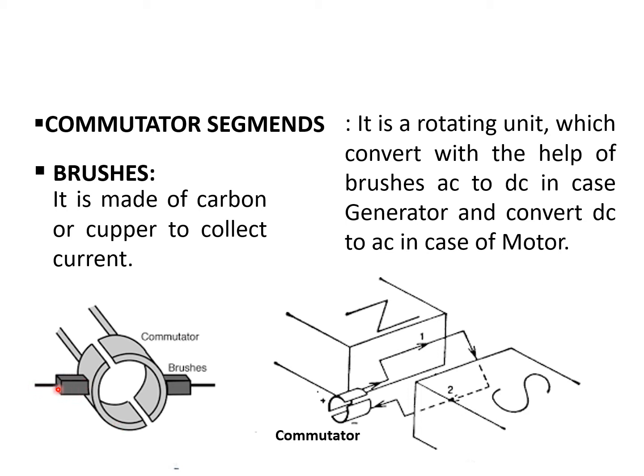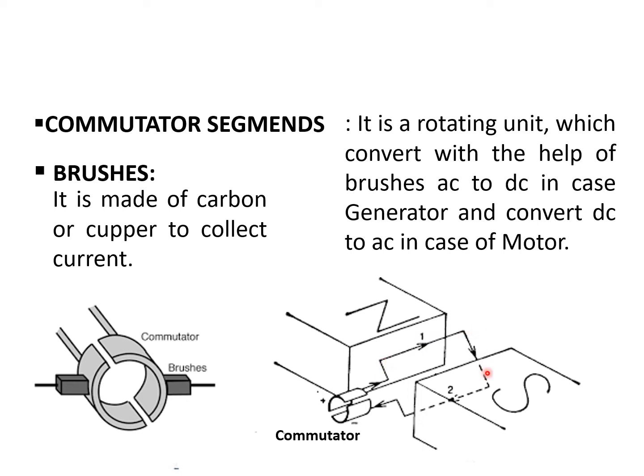This is the press arrangement. This is the commutator segment, and this is the press, and the press holds the commutator segments together, with insulation between each commutator segment. Each armature conductor is connected with the commutator. In this way, there are two commutator segments and two armature conductors.